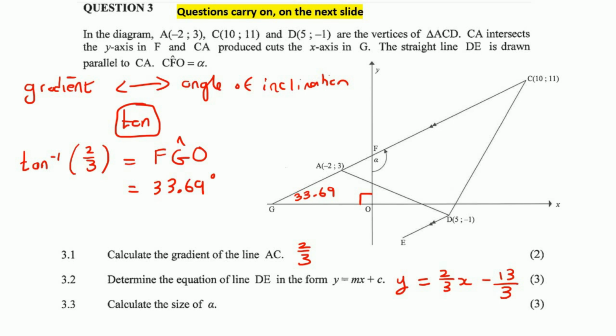Now, I'm just going to use the faster exterior angle approach. So I'm going to say that alpha, or maybe we'll just call it A, it looks like an A. So A is going to be equal to 33.69 plus 90. Why? Because exterior angle of a triangle. And so if you work that out, you get 123.69 degrees.